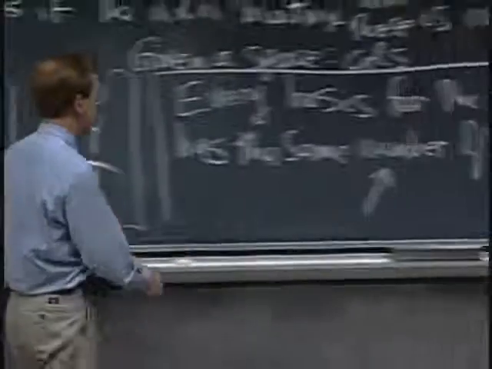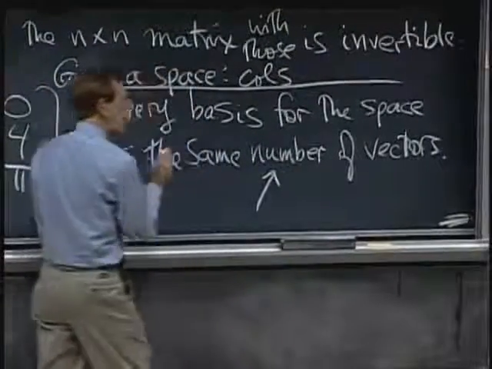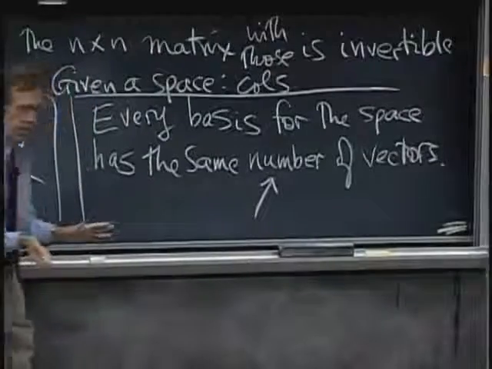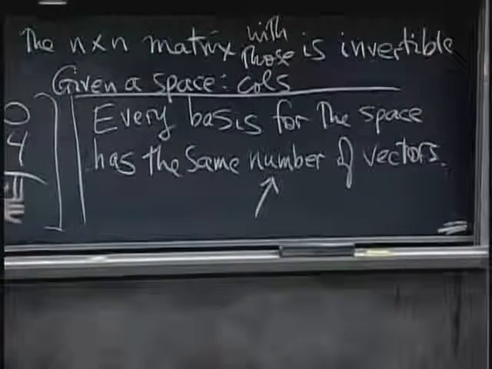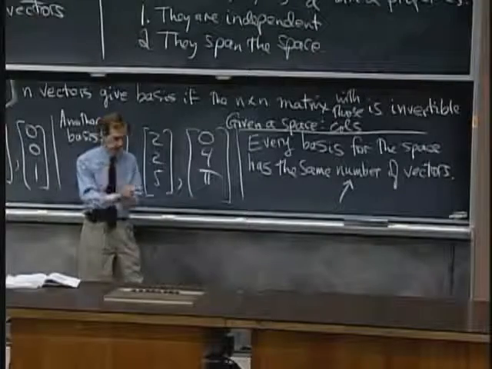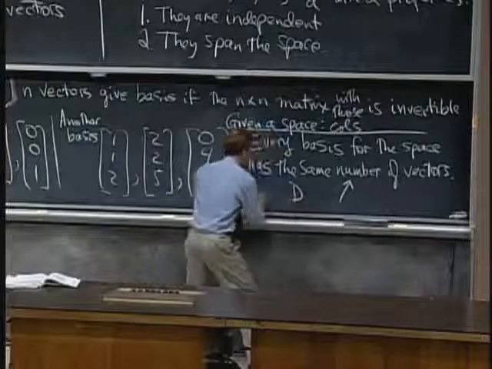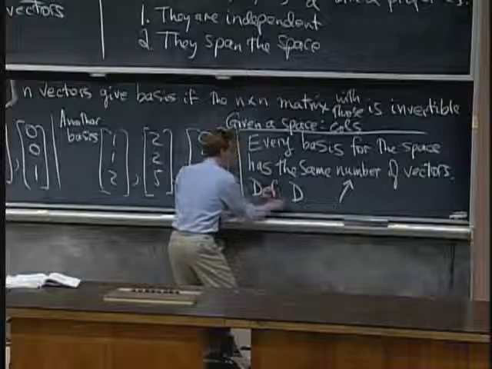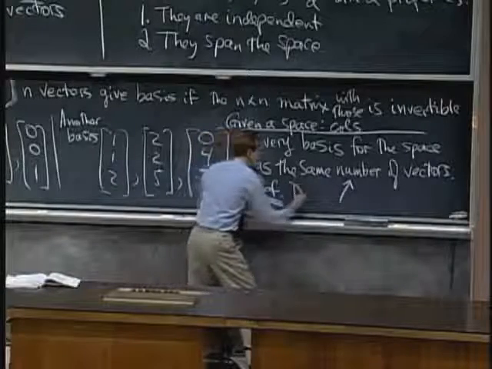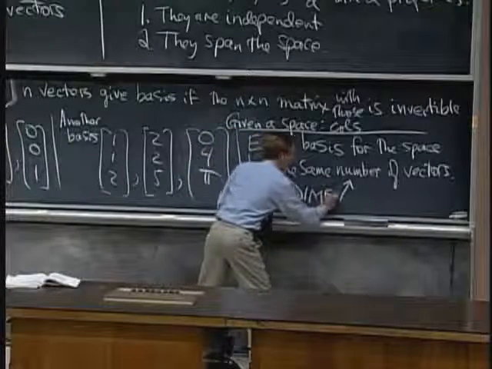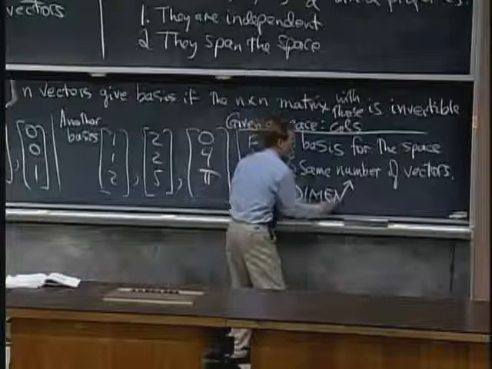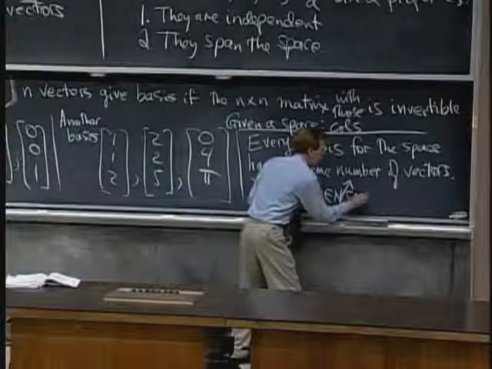So every basis for a space has the same number of vectors in it. Not the same vectors, all sorts of bases, but the number of vectors is always the same, and that number is the dimension. This is a definition now. This number is the dimension of the space.